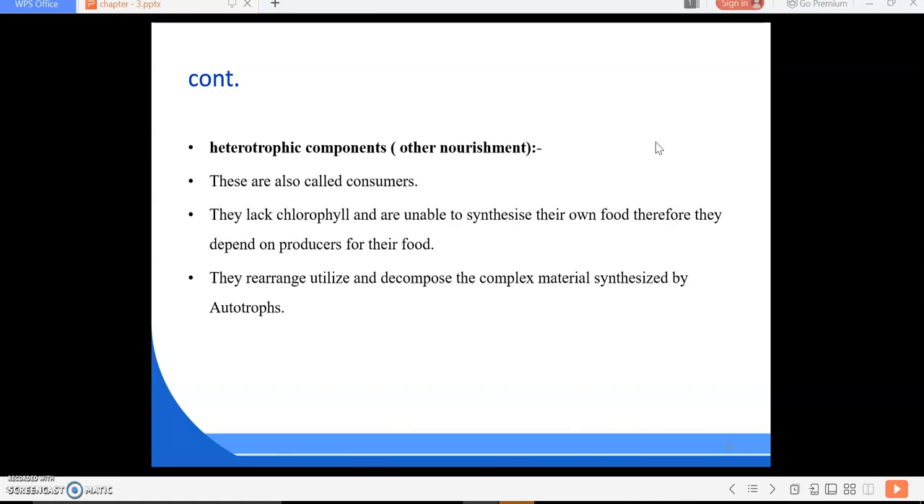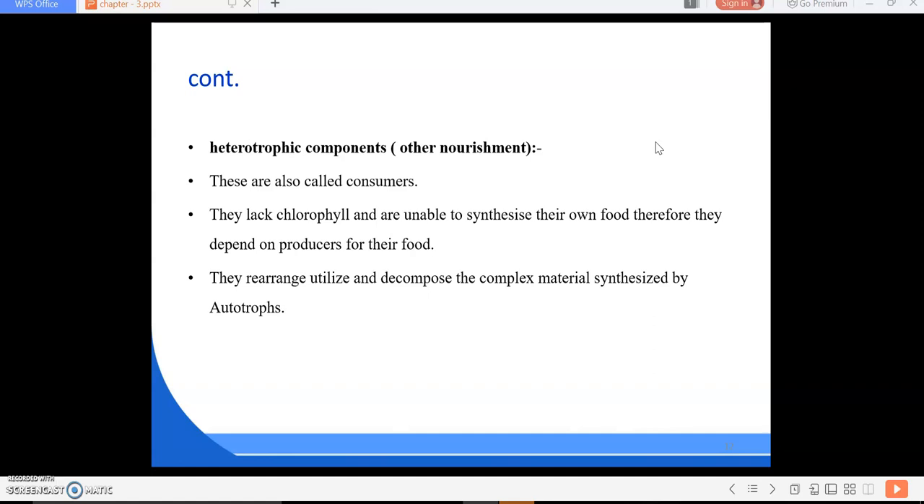Next is our heterotrophic components. These are also called consumers, or other nourishment. That means they utilize, rearrange, and decompose the complex material synthesized by the autotrophs. The most intense heterotrophic activity takes place when organic matter accumulates in the soil and sediments. They lack chlorophyll and are unable to synthesize their own food.